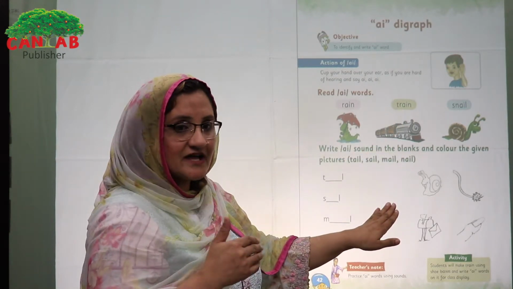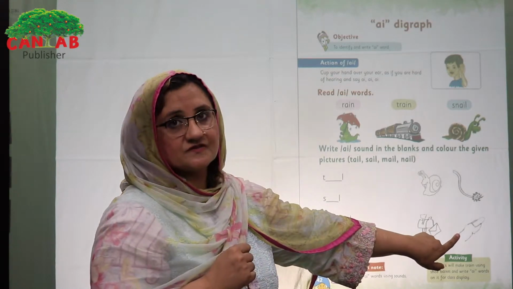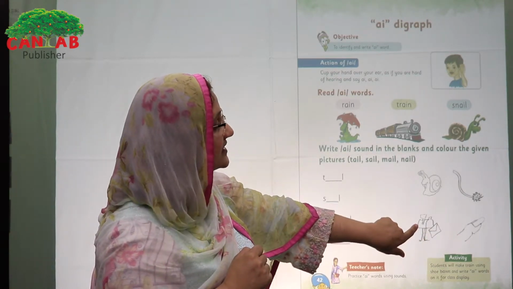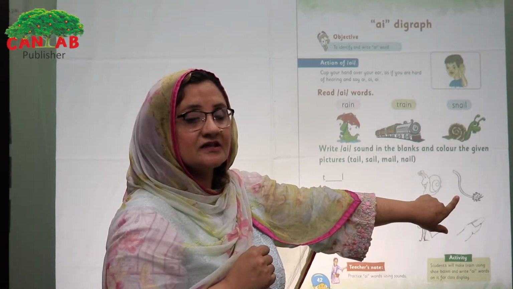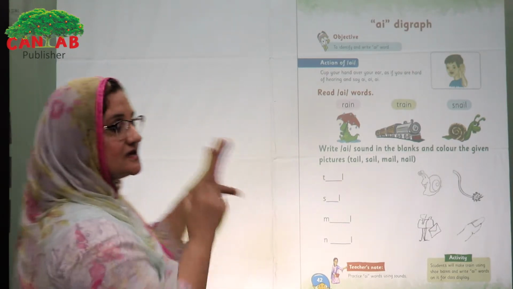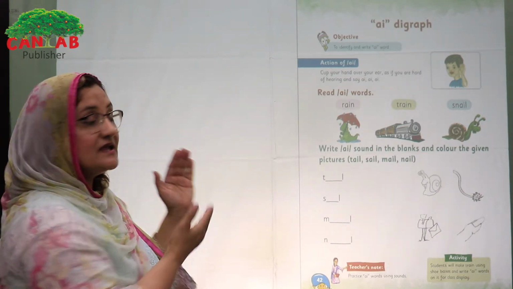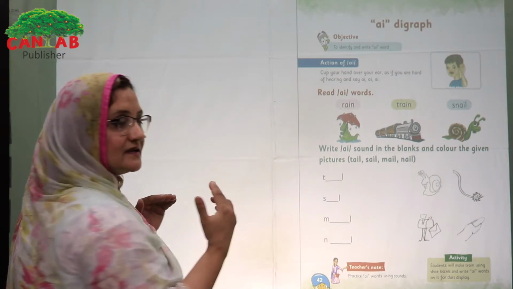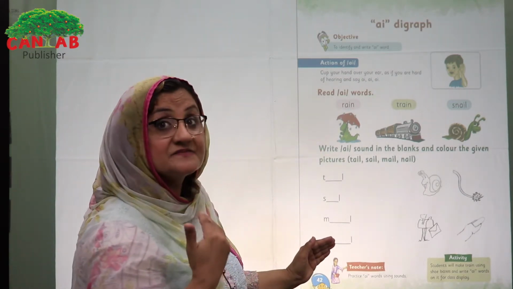Then encourage them to look at the pictures and name the pictures like this: snail, mail, nail, and tail. After this, introduce this exercise firstly on the board. Let the students come one by one and complete the missing words. Then let them have the completion of the page by themselves.